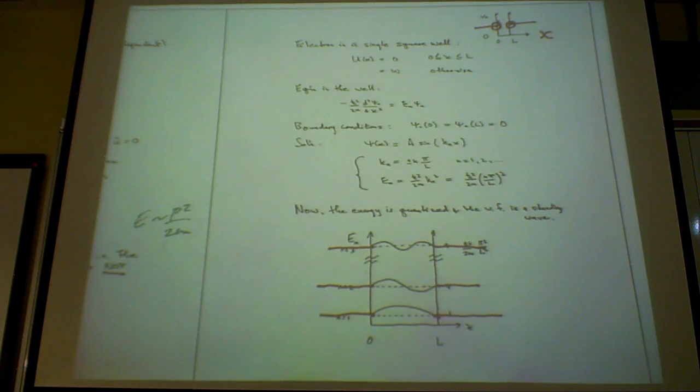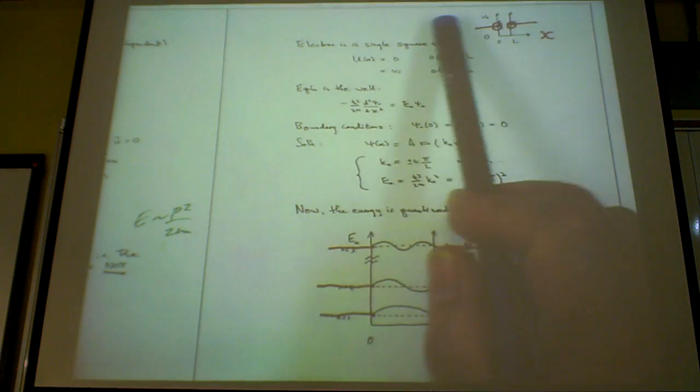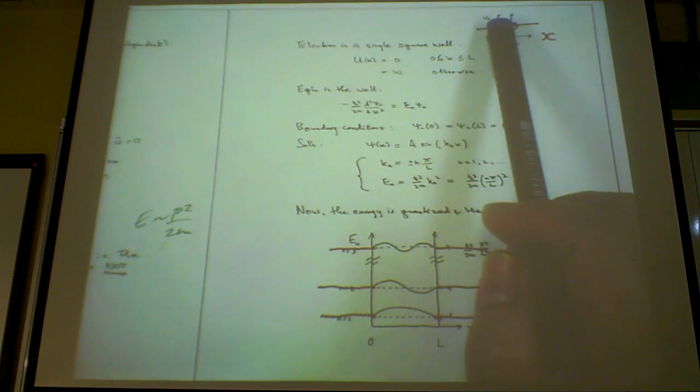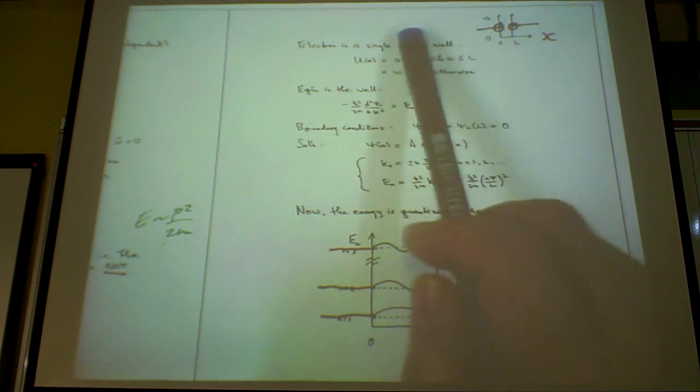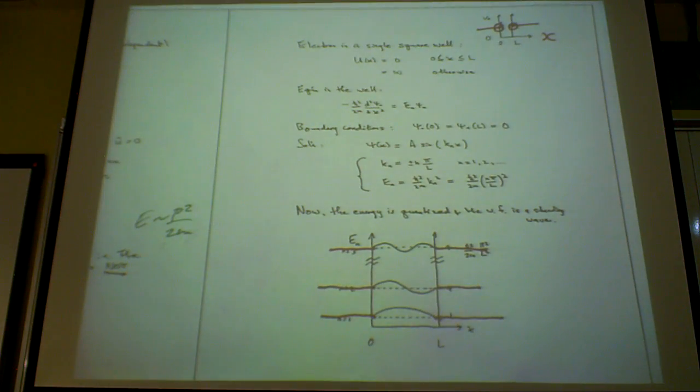In quantum mechanics, you require the wave function to be continuous. In other words, the function itself cannot have a break in space. So it must be continuous. It means that the wave function value outside the well must be 0 because it's trapped. You cannot find any chance of finding the wave function outside, so it must be 0.